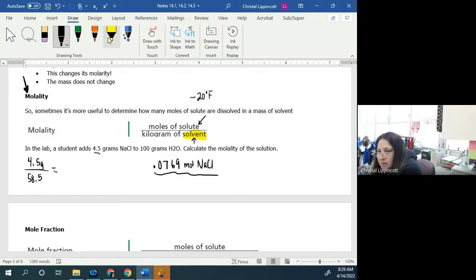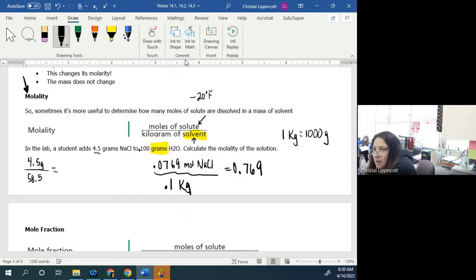I'm going to divide that. Now this gave me grams. So remember that 1 kilogram equals 1,000 grams. So I've got to move my decimal 3 spots. That's going to be 0.1 kilograms. Divided by 0.1, that's going to give me 0.769. Now, my unit up here for molarity was a capital M. For molality, it's a lowercase m.